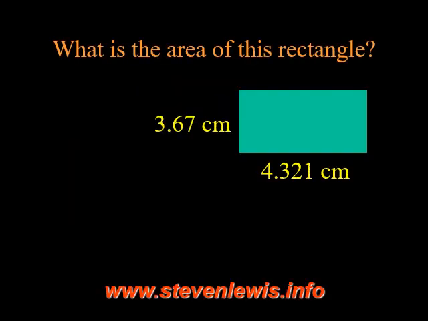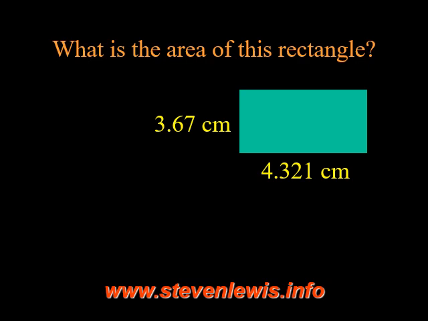Here's another rectangle. But let's say we have 2 different people using different rulers measuring the sides of the rectangle. One person reports the height as 3.67 centimeters. The other person reports the width at 4.321 centimeters.